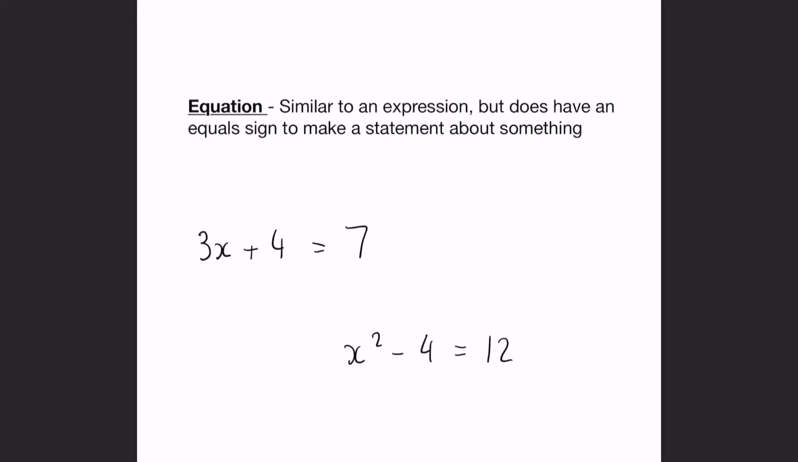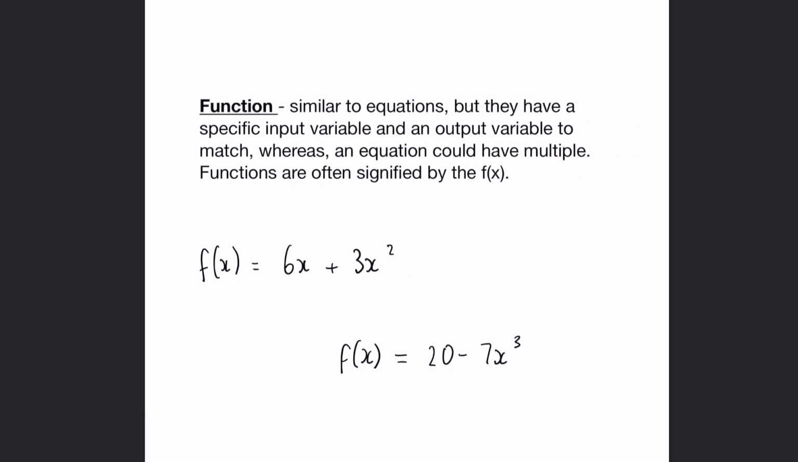Okay, equations. Equations are similar to an expression, but it does have an equal sign, and that equal sign is used to make a statement about something. So looking at the examples, we've got 3x + 4y = 7, x² - 4 = 12, and another example we could have in there is x + 3 = 2x - 1. So this could also have another expression each side, but the equals is linking them, saying they are equal for some value of x.